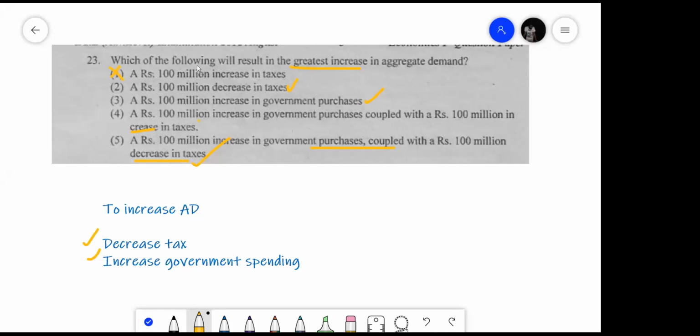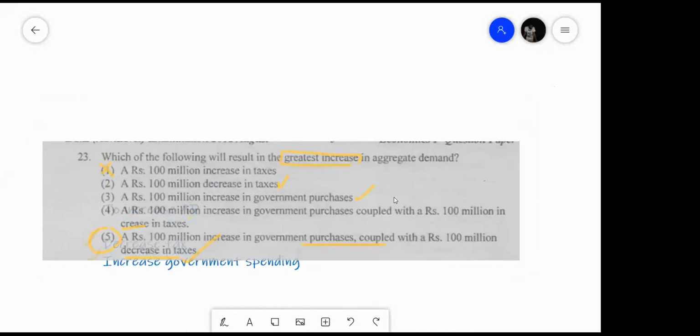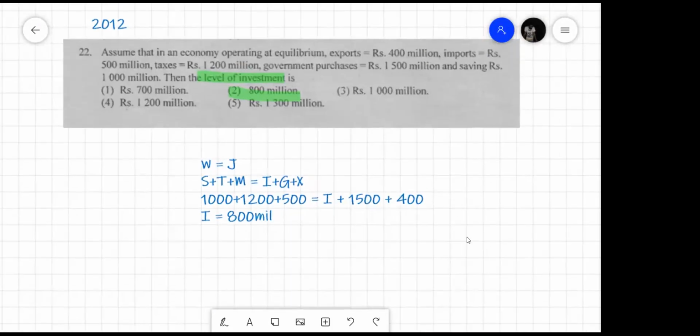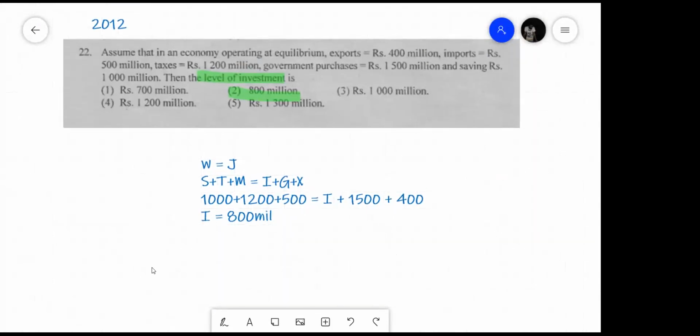So they are asking you, which of the following results in the greatest increase, right? Yes, 2 and 3 will increase aggregate demand, I agree. But the greatest increase will come from where? From answer number 5. Okay. So, question 20, the previous one, give me a second. Previous one, guys, please pay attention. Previous one, answer is number 2, 800 million. Okay.